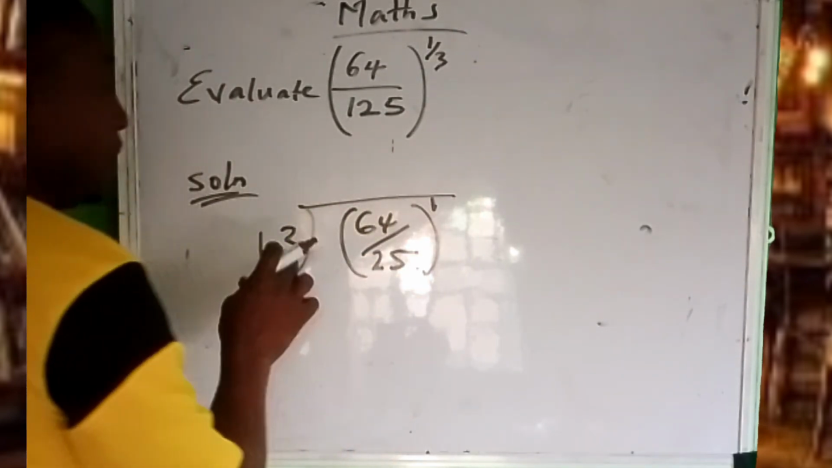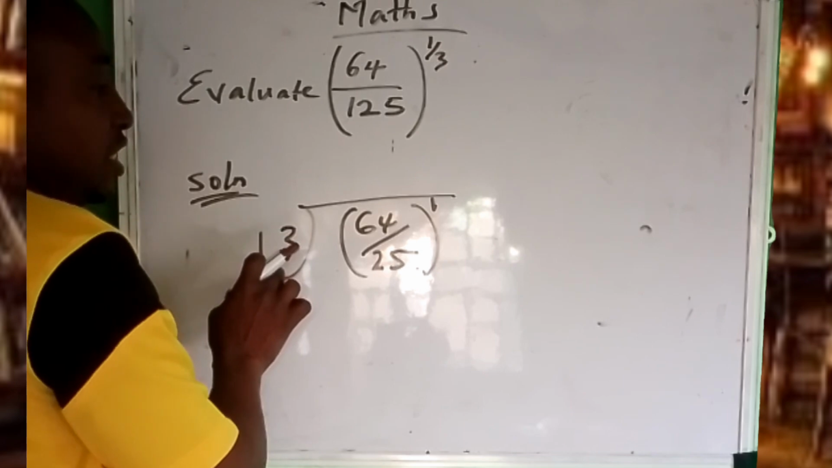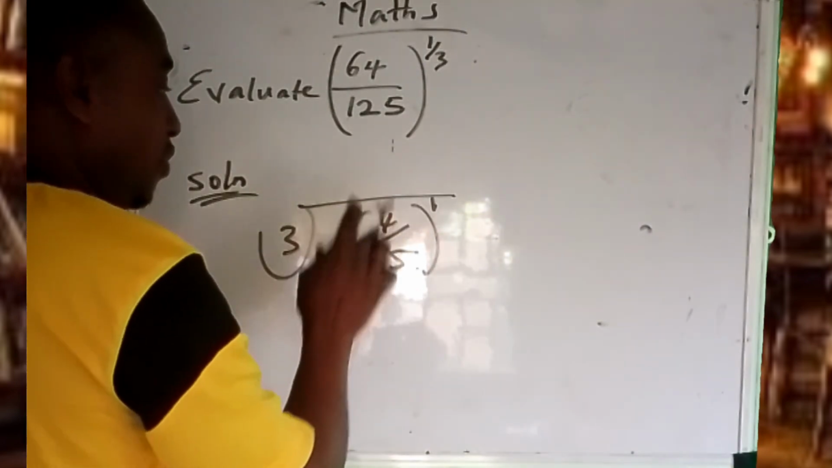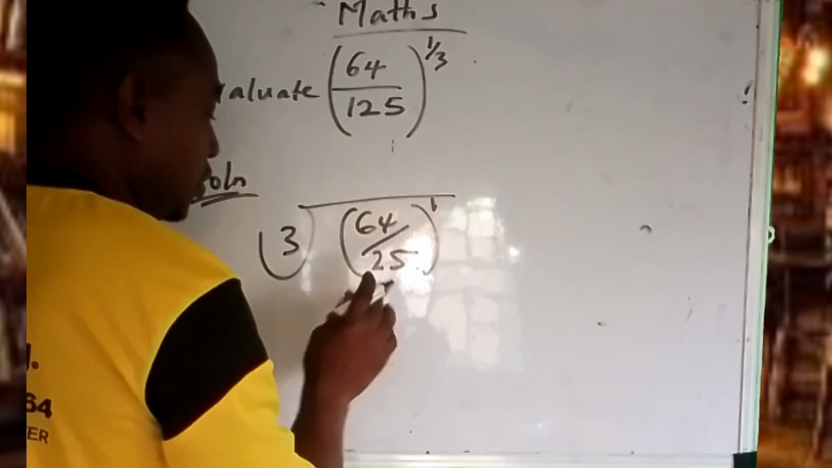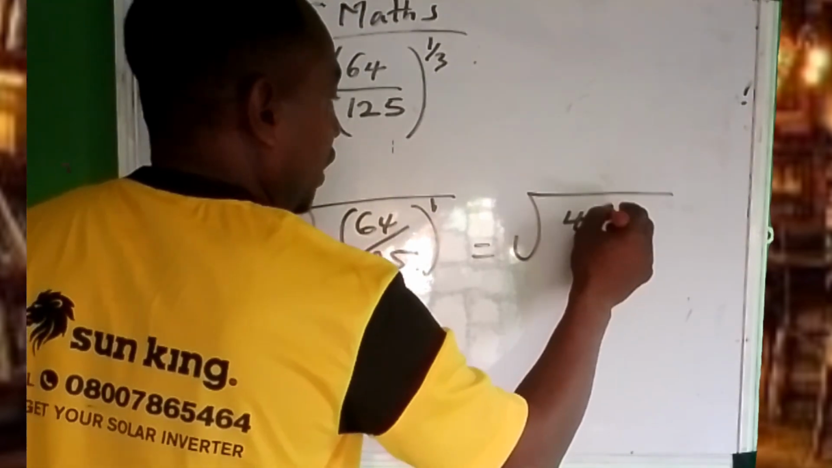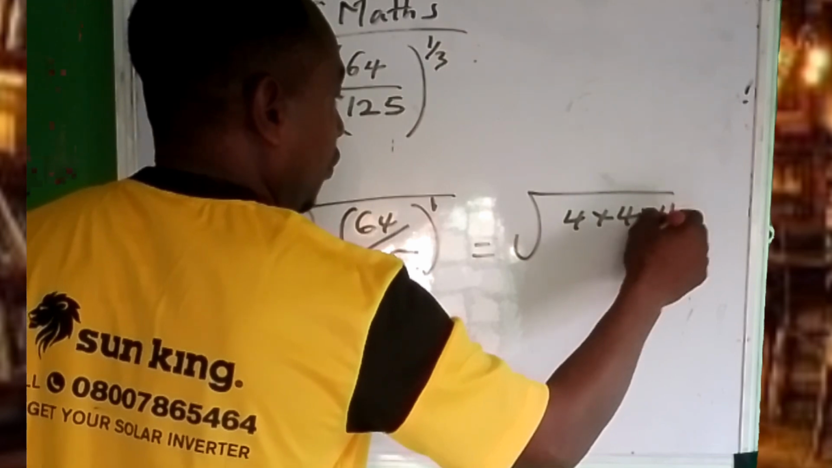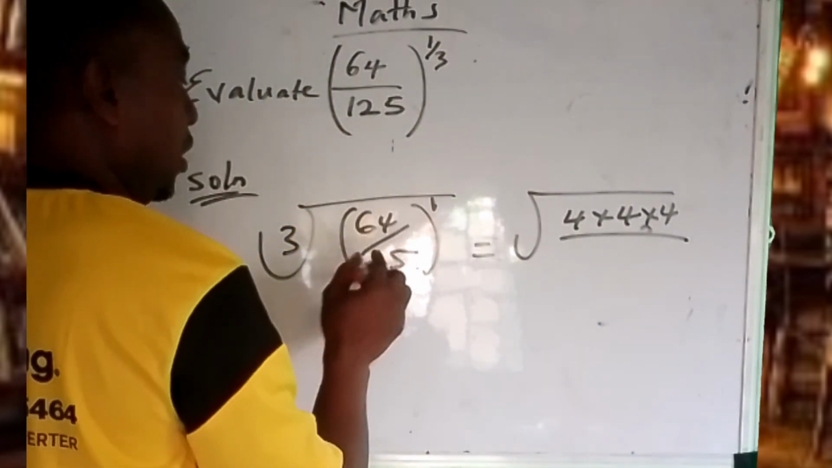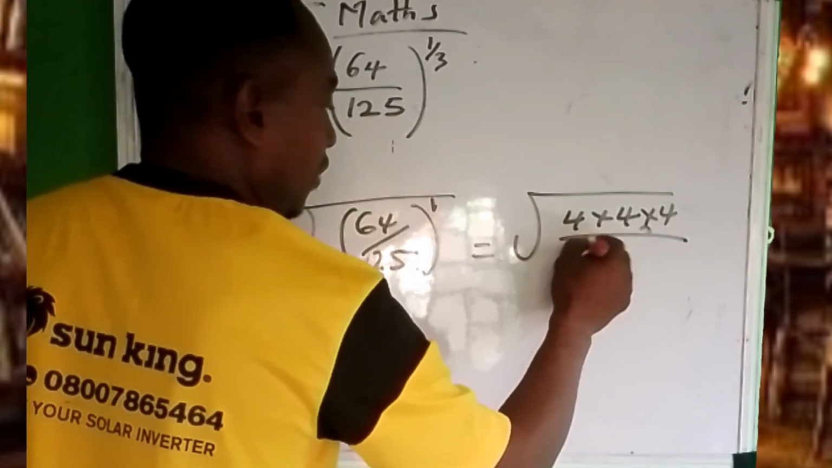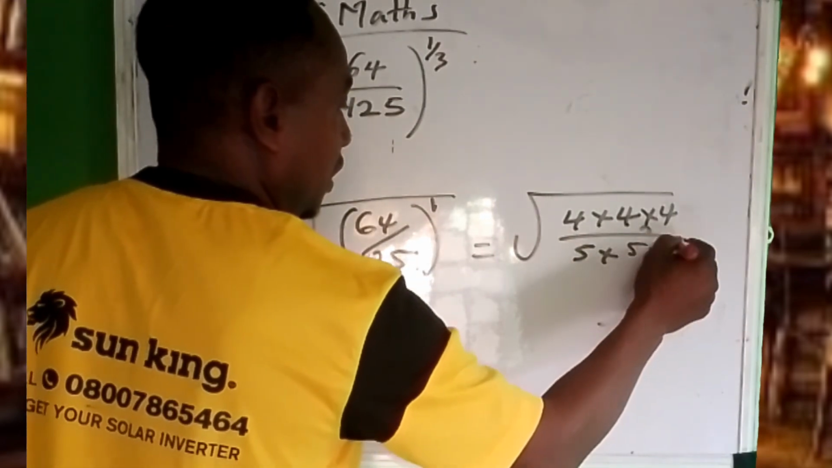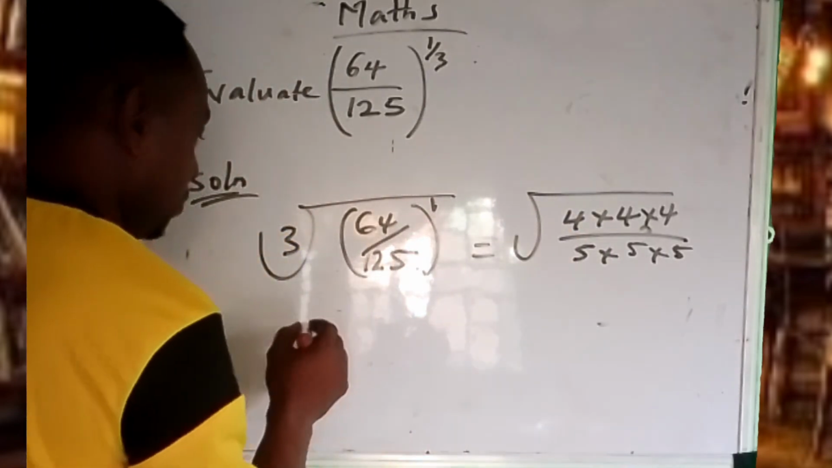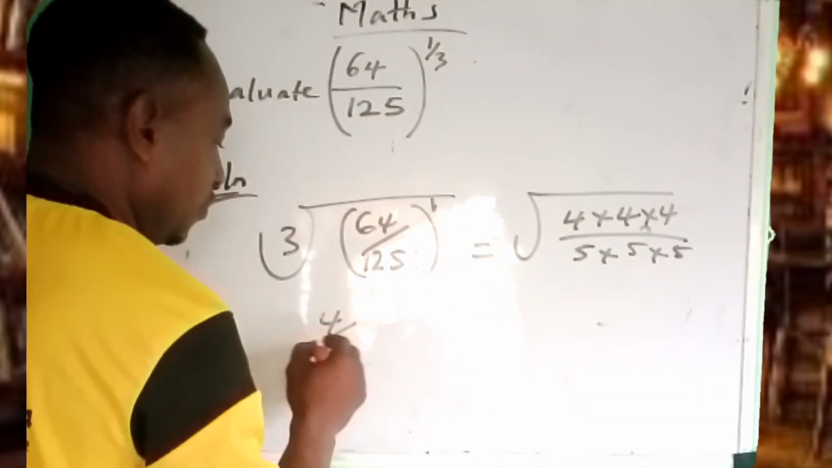Alright, so now this 3 here is asking a question: what number will multiply itself 3 times to give you 64? And I think that is 4 times 4 times 4. Then all over, what number will multiply itself 3 times to give 125? We have 5 times 5 times 5. So the cube root of this will now be 4 over 5.